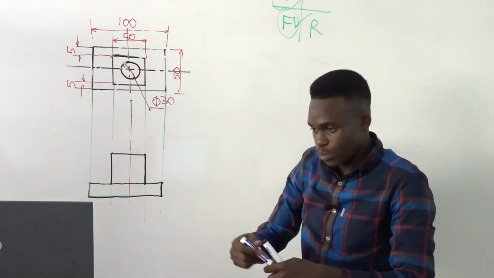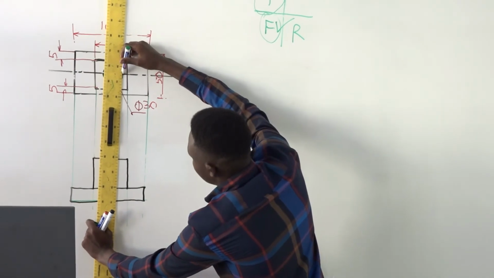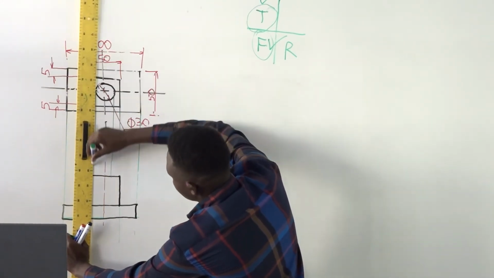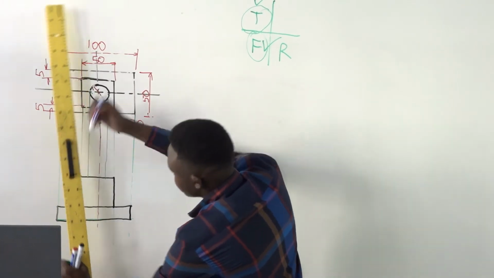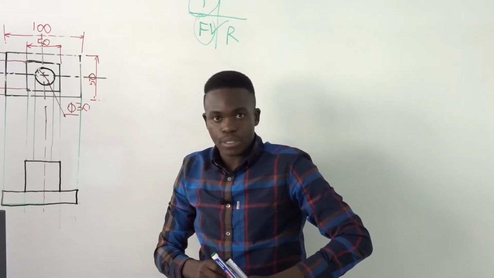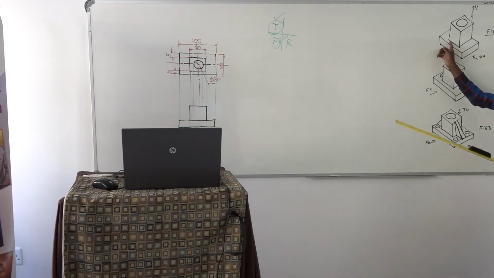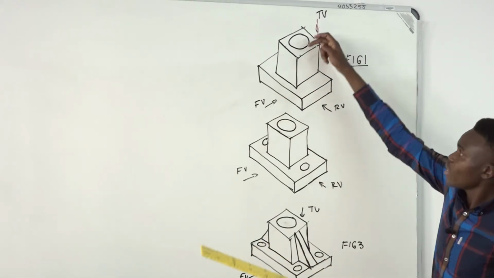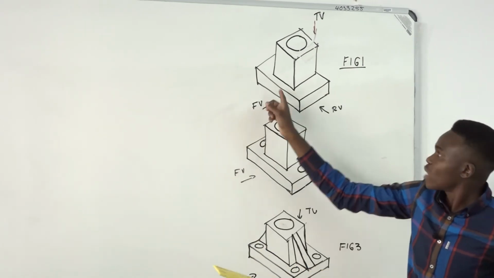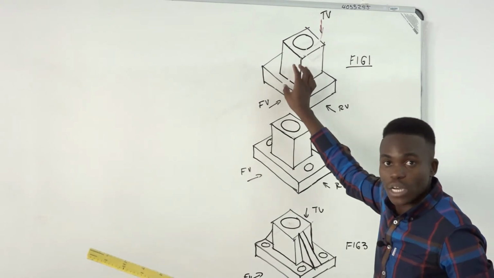What you're going to do is project the circle downwards. It touches there and it touches there. Now we are going to change our line type to hidden detail. Why? Let's look at figure one. When you're looking at figure one, we know that there's a hole, but when you're standing along the front view, you can't notice that there's a hole unless you cut it.